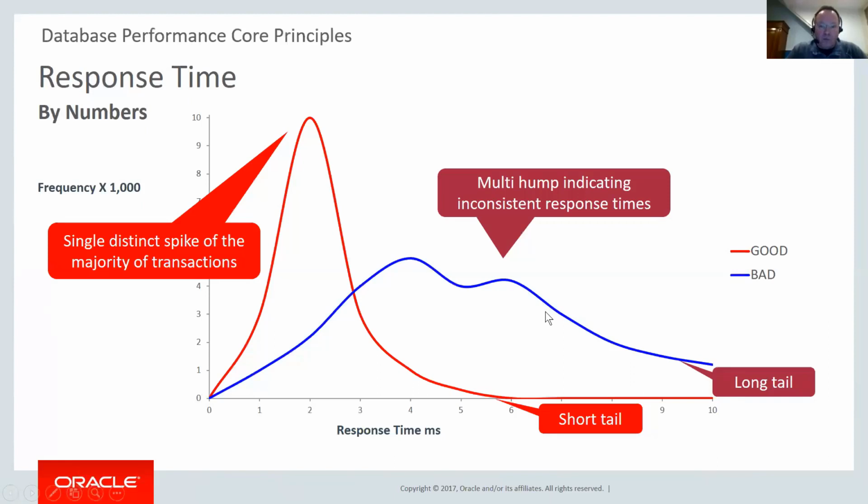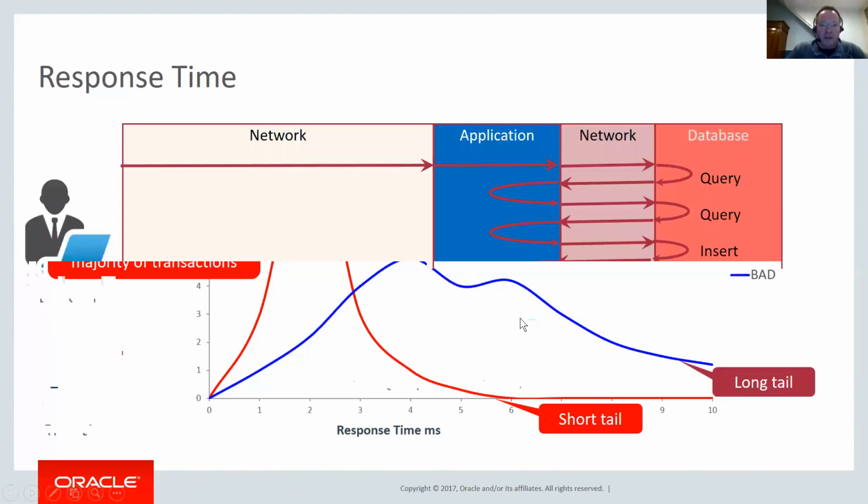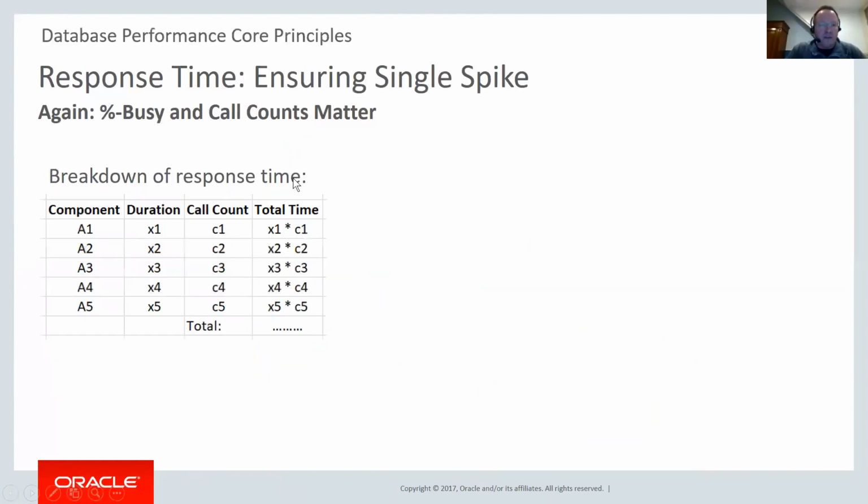Now, how can we ensure that we have more likely the red curve than we have the blue curve? There's some theory behind this also. And again, it goes back to the fact that response time is built out of multiple components. Typically, you can break down the response time in a way like this. The total response time consists of time spent on various components.